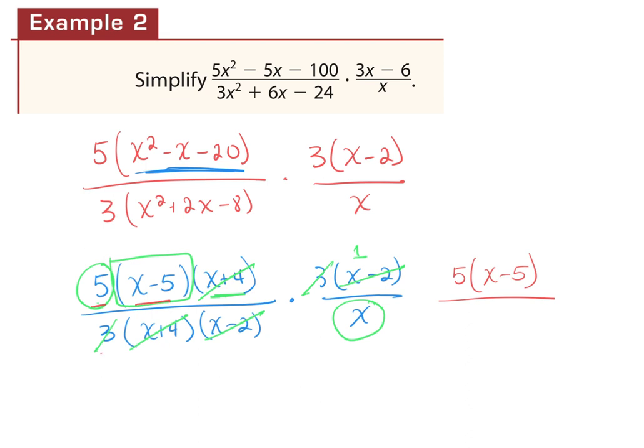And on bottom, everything down here canceled. That's just a 1 and times x. And that is your answer. You cannot cancel this x to this x because this is part of a group. It has a plus or minus with it. So this ends up being my final answer here, 5 times x minus 5 over x.